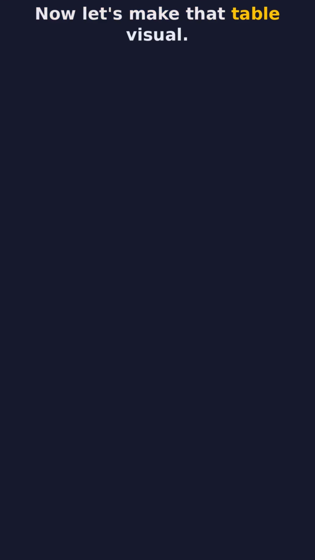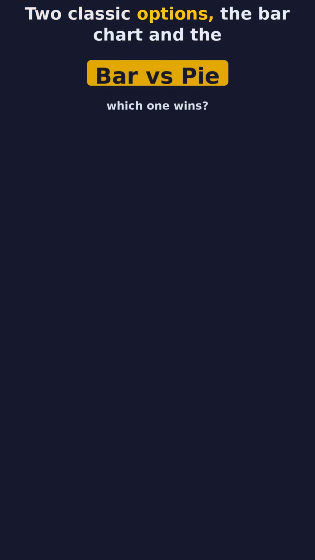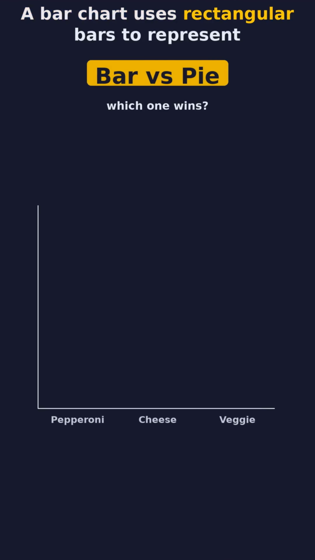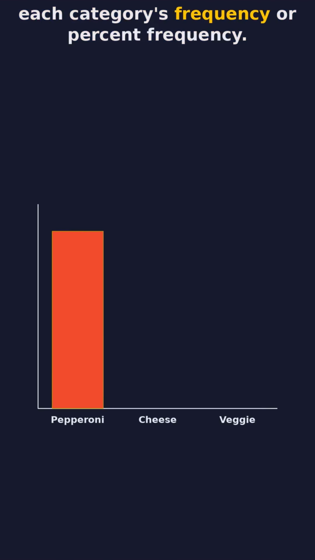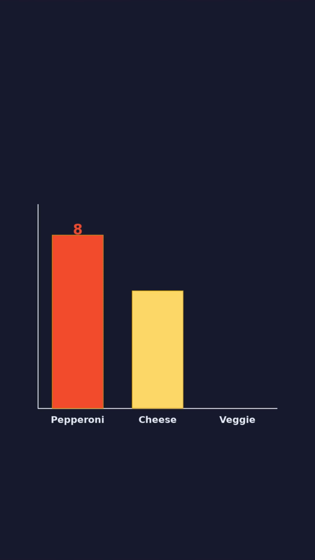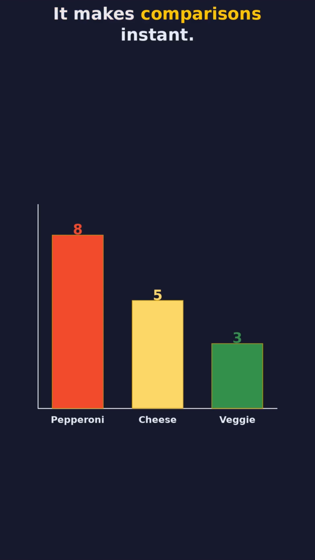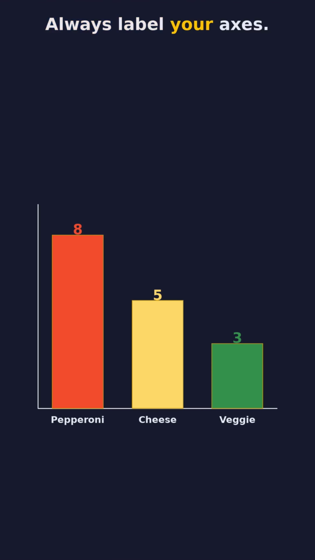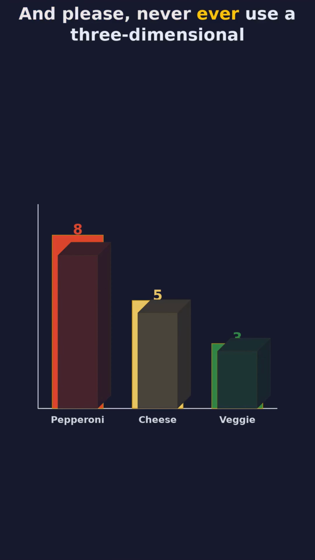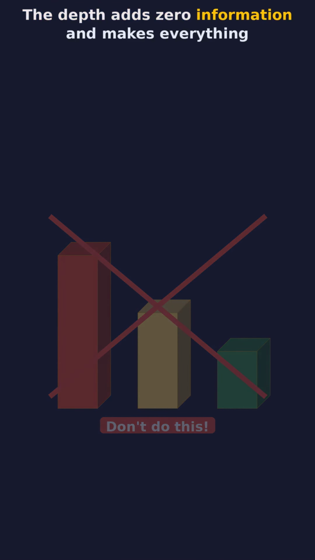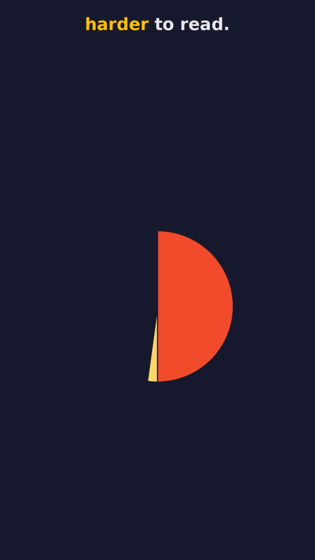Now let's make that table visual. Two classic options, the bar chart and the pie chart. A bar chart uses rectangular bars to represent each category's frequency or percent frequency. Simple, clean, powerful. Pro tip: order your bars from tallest to shortest. It makes comparisons instant. Always label your axes, and please, never ever use a three-dimensional bar chart. The depth adds zero information and makes everything harder to read.